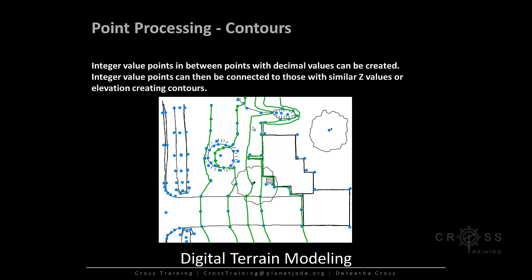So once the integer value points are created, then they can be connected to those with similar z values or elevation to create contours. And that's what we see here. So along this line here are points, which of course are connected with contour lines of equal elevation. So one thing that you could say about contour points is that they're coplanar.